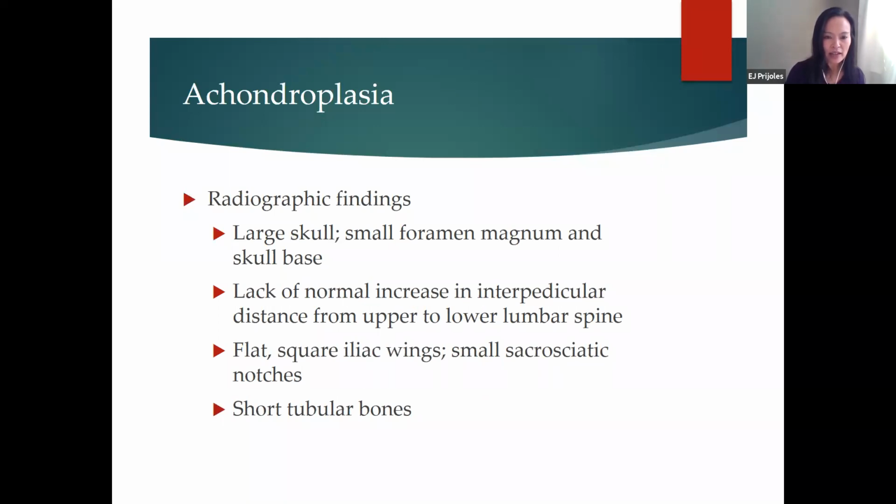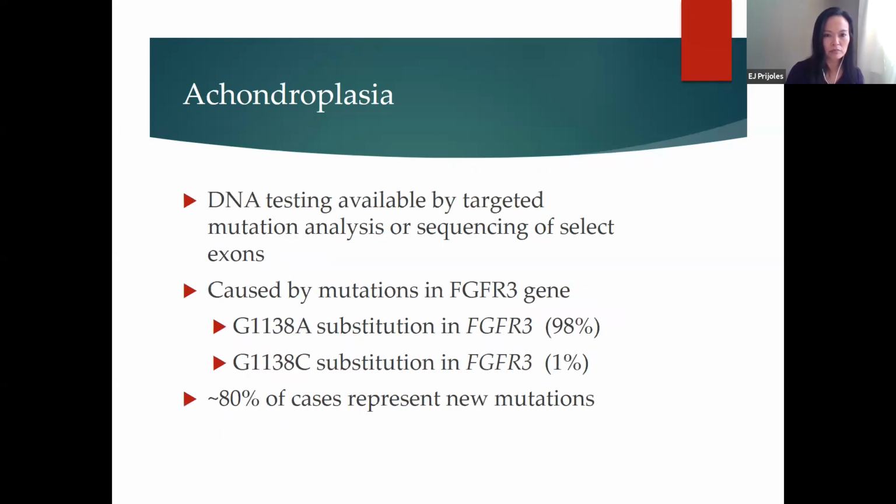And some of the radiographic findings that can be clues include a large skull with a small foramen magnum. Sometimes you can see specific changes on the spine, as well as the pelvis. So the radiologist may read things about the interpedicular distance between the vertebrae, as well as characteristic features of the pelvis and short and long bones. And achondroplasia is associated with a particular change, most often in the FGFR3 gene.